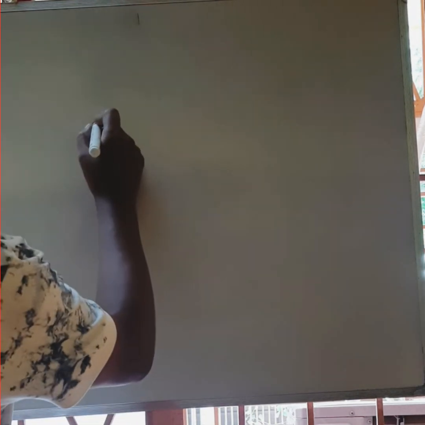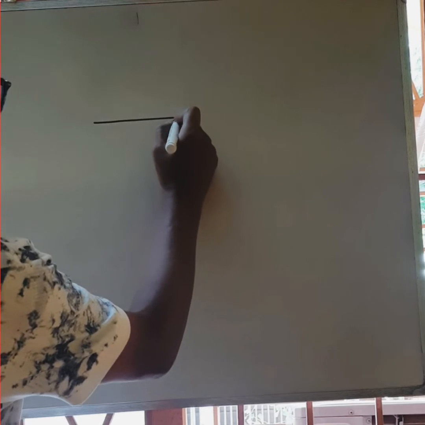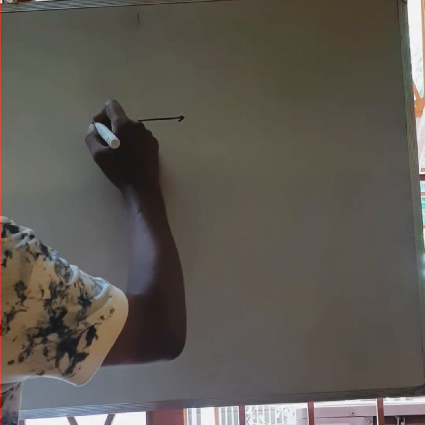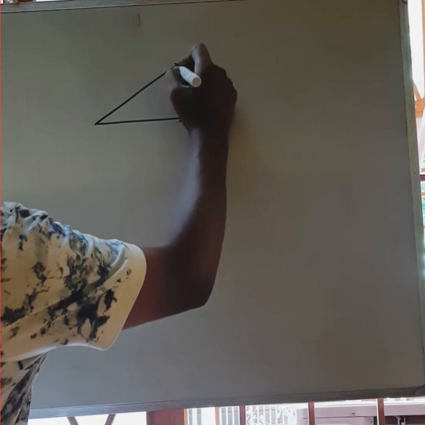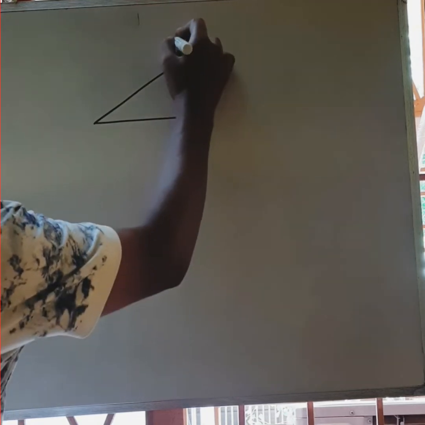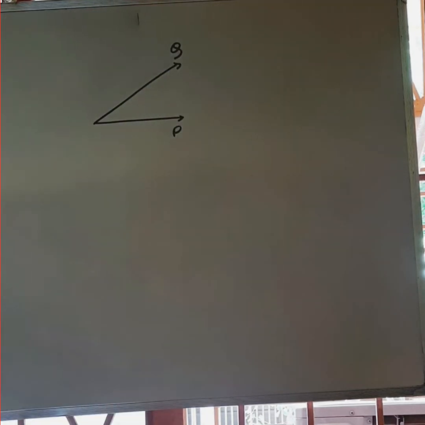In previous class, we have discussed about vector multiplication. In today's class, we will discuss about addition of two vector quantities. Let us suppose P is a vector in this direction, Q is a vector in that direction. This is P, this is Q. We want to add two vector quantities.